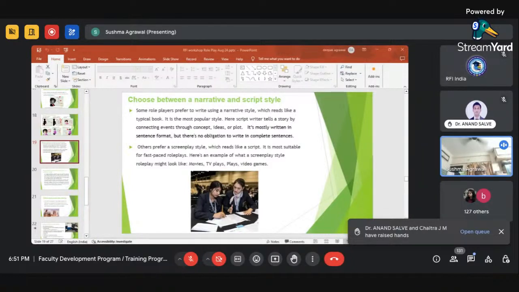The next step is defining the script style. It can be in two ways. Number one is the narrative style and second is the script style.